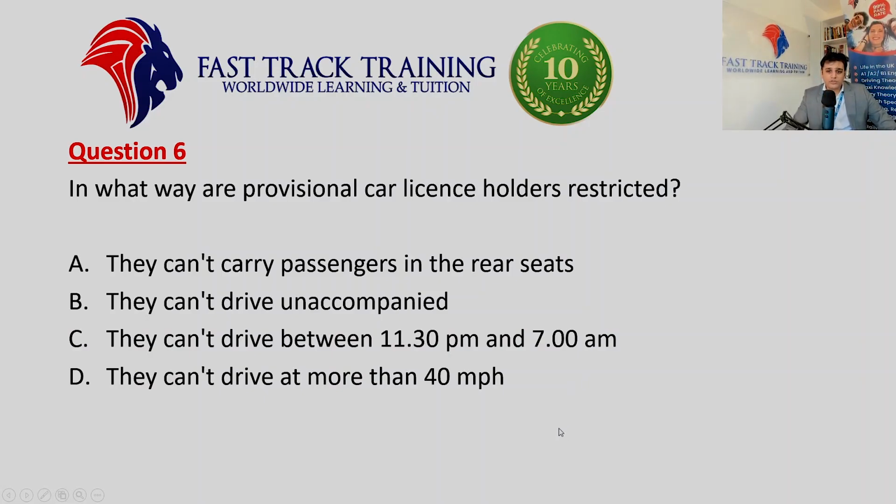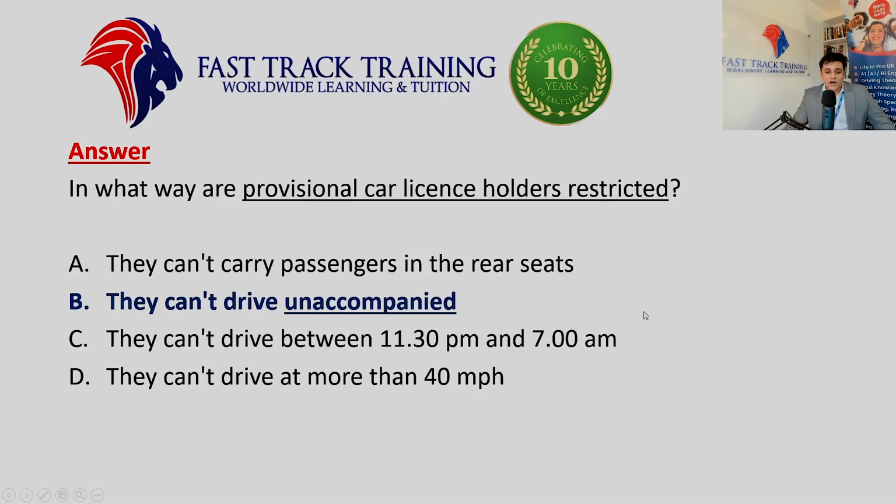In what way are provisional car license holders restricted? They can't carry passengers in the rear seats. They can't drive unaccompanied. They can't drive between 11:30 p.m. and 7 a.m. They can't drive at more than 40 miles an hour. The correct answer is they can't drive unaccompanied. Meaning you can't drive without a supervisor until you get your full license. And another answer to another question is you can't drive on the motorways until you get your full license.